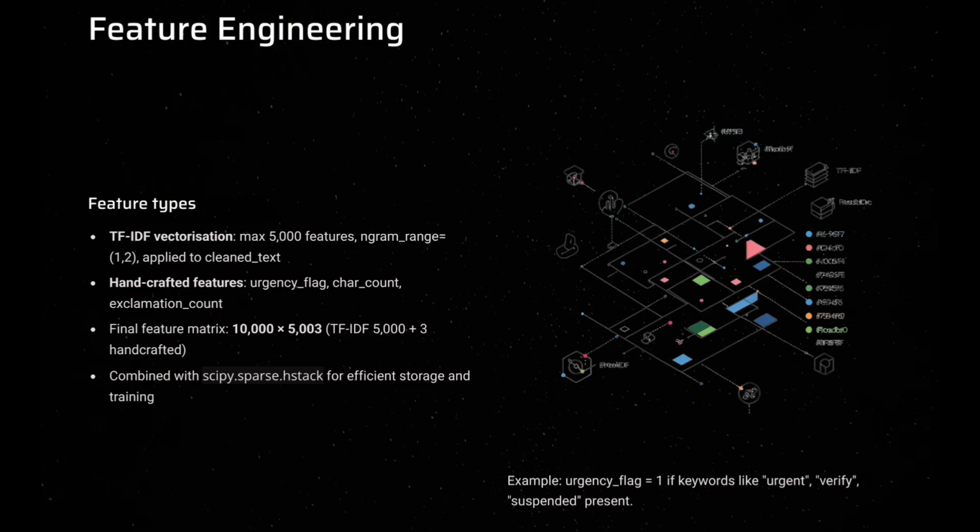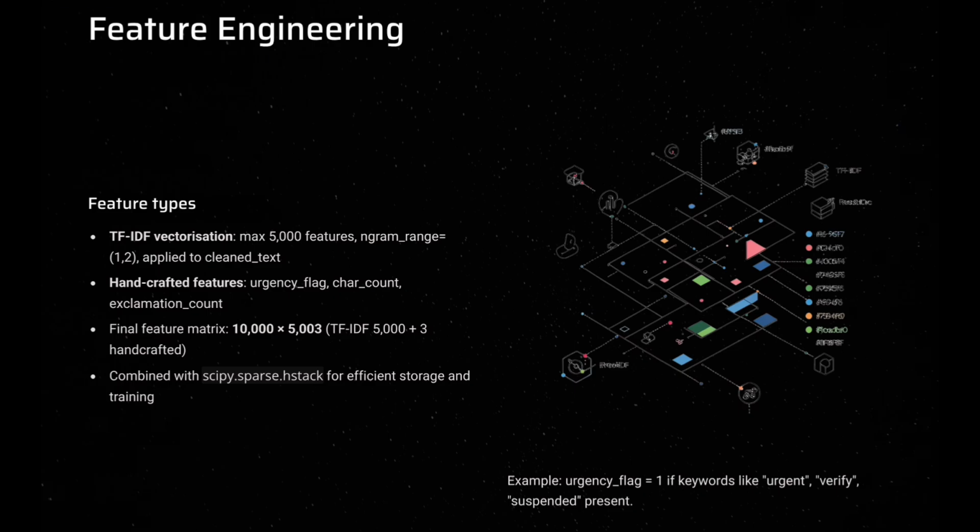We extracted up to 5,000 of the most informative words and 2-word phrases from the training data. Bigrams, 2-word combinations, are particularly valuable here because phrases like verify account, credit card, security alert, or click here carry much stronger phishing signals than any single word alone.